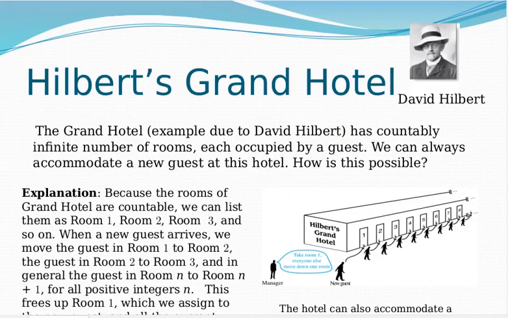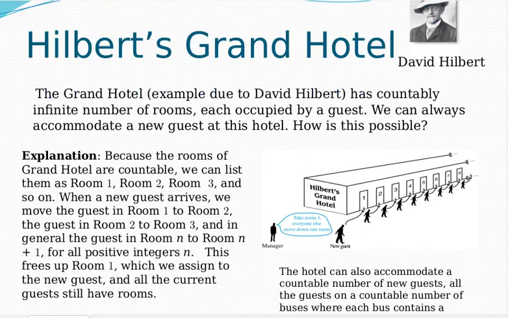Now let's look at the example of Hilbert's Grand Hotel. Hilbert's Grand Hotel has a countably infinite number of rooms, and each of the rooms has been occupied by somebody, and we can always accommodate a new guest in this hotel. Now how do we do that? For example, there are rooms 1, 2, and so on to infinity. So if a new guest comes in, what will we do? We'll tell him, okay, go to the infinite plus 1 room. How will he find the infinite room?